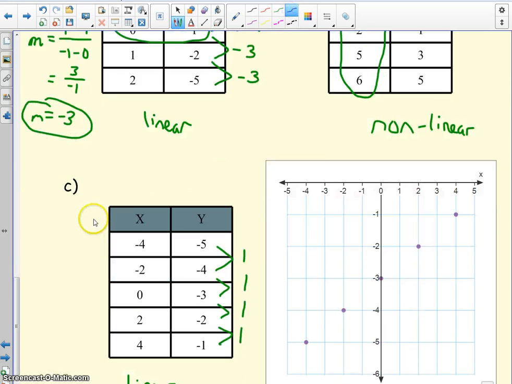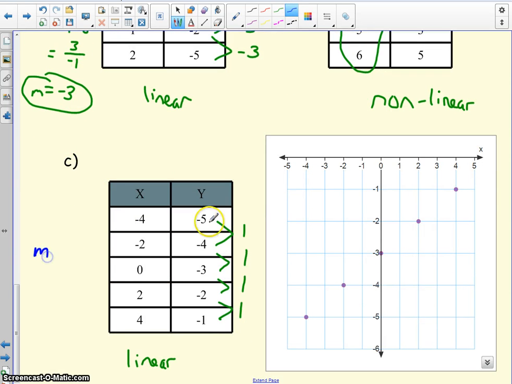I'll do the exact same thing down here. For my slope, let's say I take these 2 points. I'll go negative 3 minus negative 2, all over 0 minus 2. So that will give me negative 1 over negative 2, which is a half.